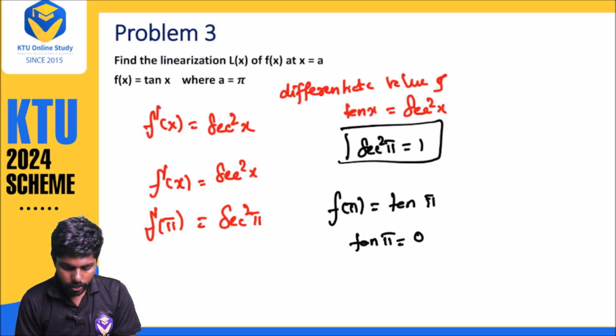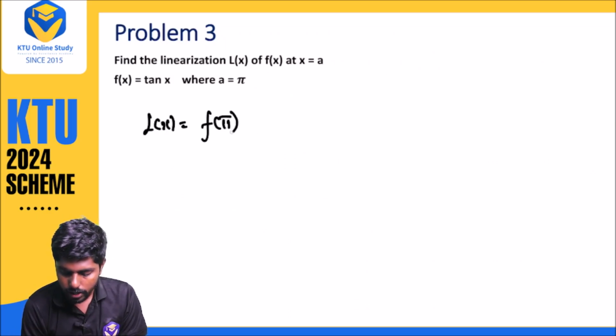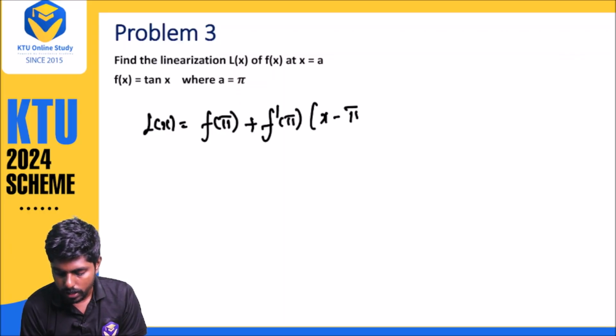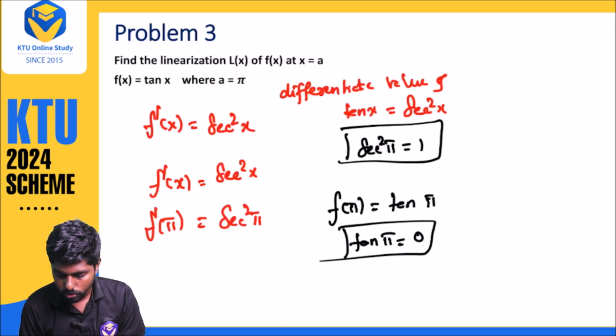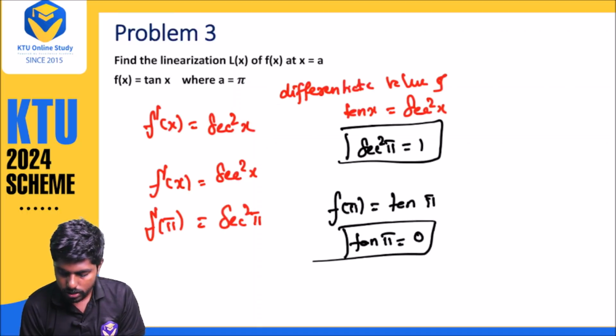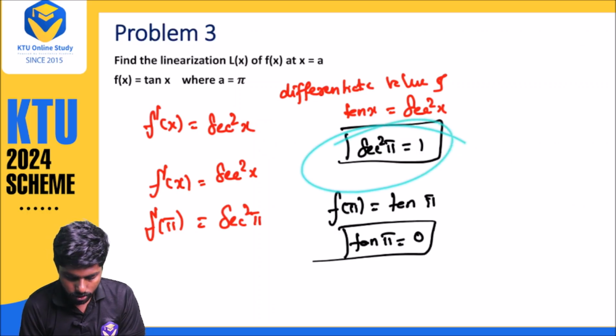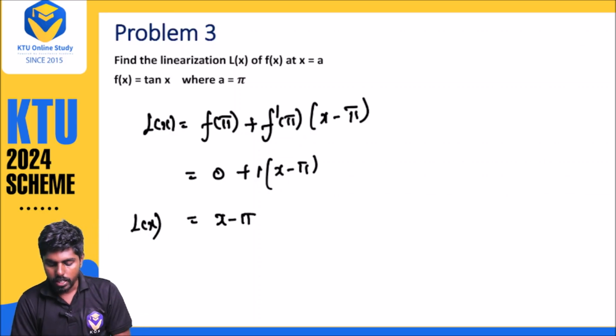So what are we getting? L of x is equal to f of pi plus f dash of pi into x minus pi. F of pi is tan pi, which is equal to 0, plus f dash of pi, which is secant pi, which is 1. So 1 into x minus pi. So what is our answer? Our answer is x minus pi. That is, L of x is equal to x minus pi.